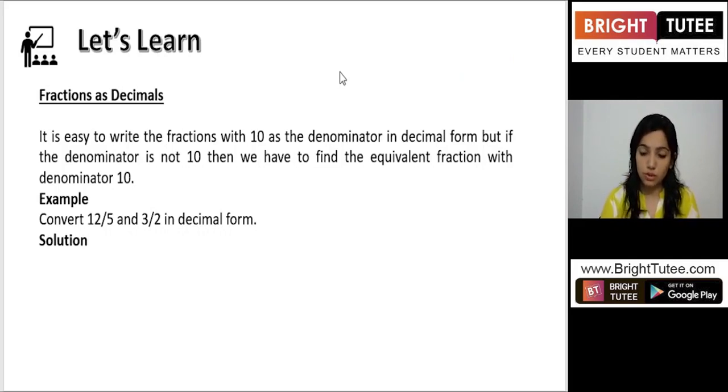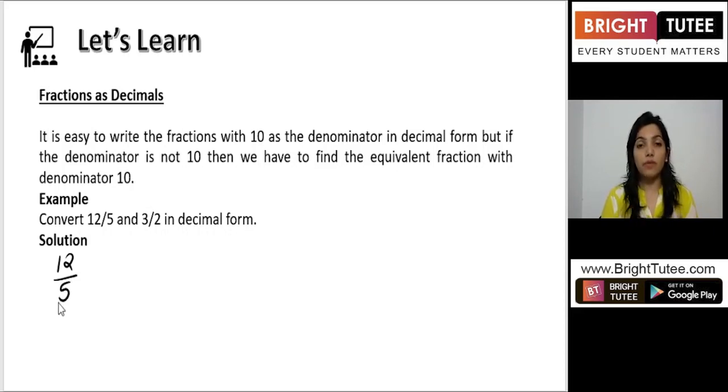So see what we need to do. It is easy to write the fraction with 10 as the denominator. But if the denominator is not 10, then we have to find the equivalent fraction with denominator 10. So here it says convert 12 over 5 and 3 over 2 into decimal form. So let us first work with 12 over 5.